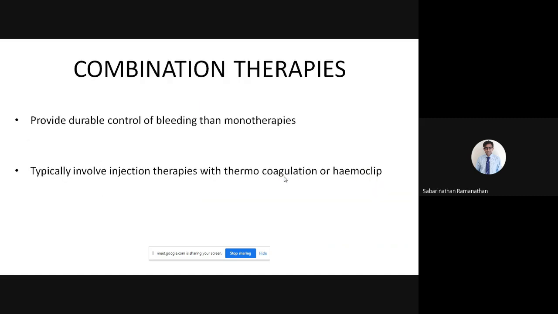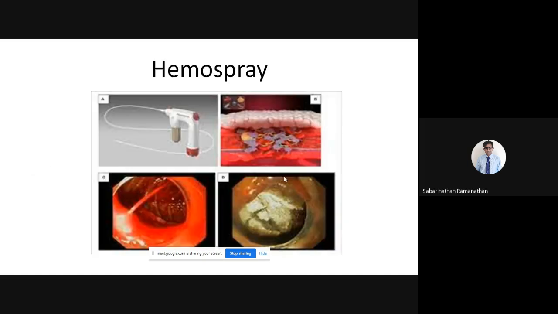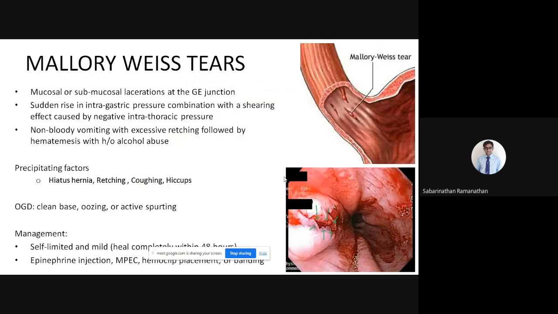So combination therapy means it provides a more durable control of bleeding than monotherapy. It typically involves injection therapy combined with thermocoagulation or with a hemoclip. And we have got a hemospray also. This spray is applied over the bleeding area. This will cause a transient arrest of the bleeding, probably for 24 to 72 hours. But this can be used as a last option, or as a bridging therapy also we can use hemospray.